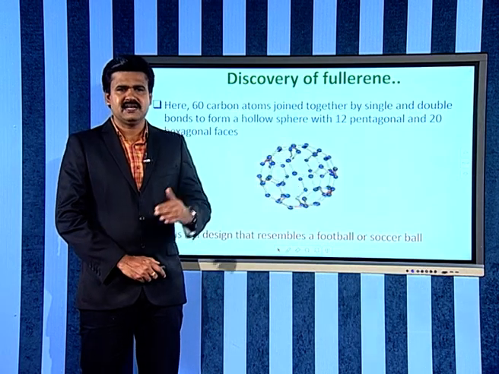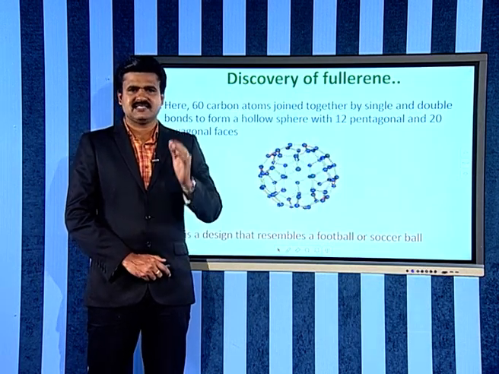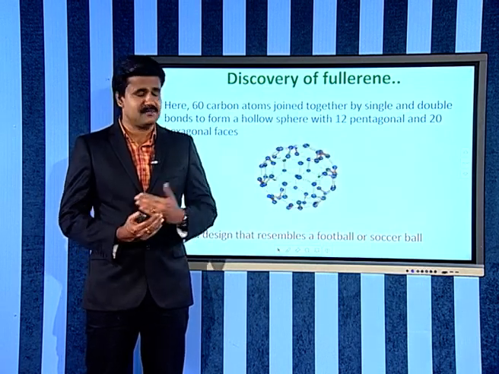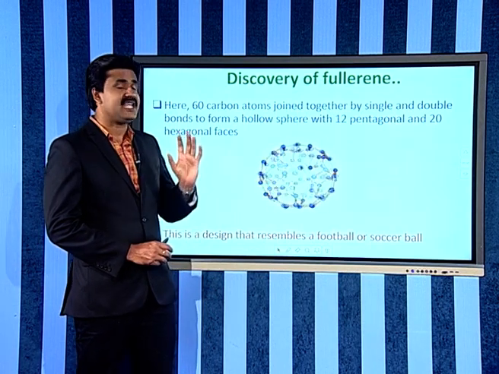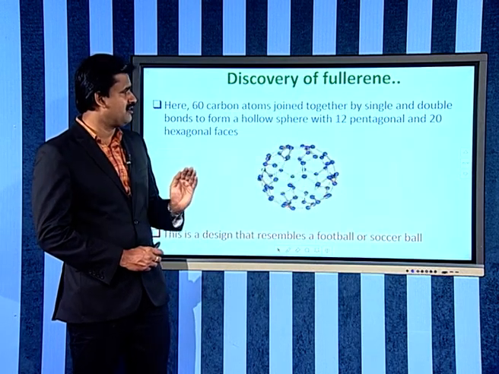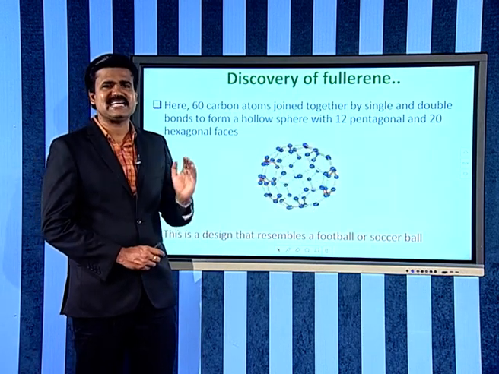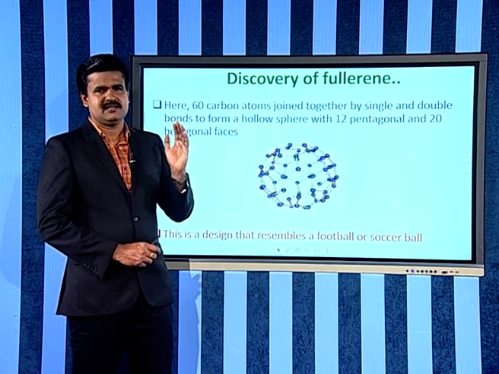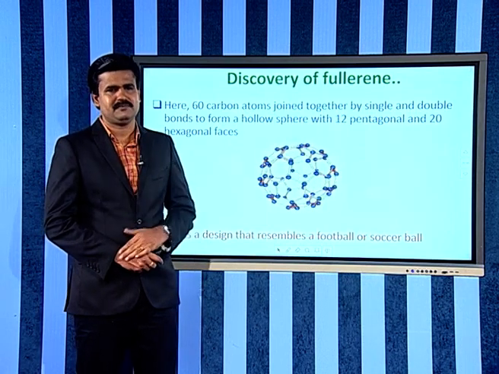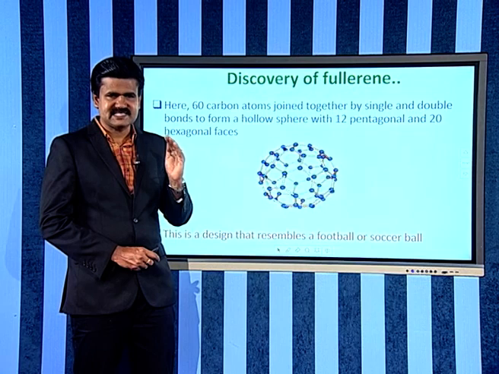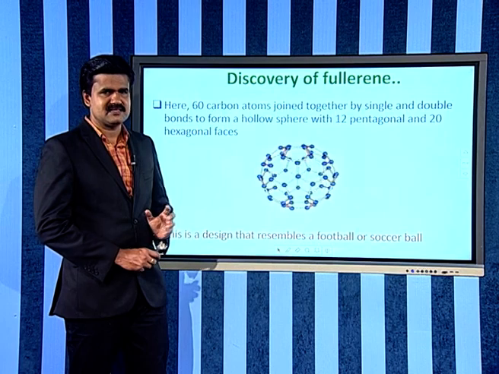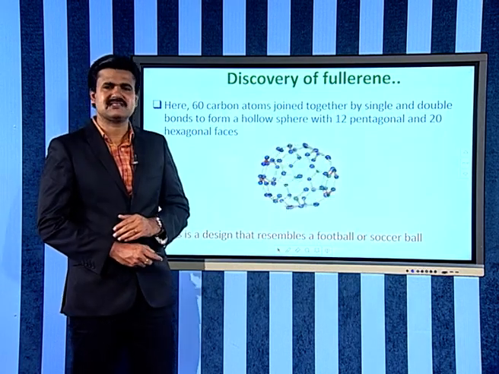Here in C60, 60 carbon atoms are joined together by single as well as double bonds to form a hollow sphere, just as shown here, with 12 pentagonal and 20 hexagonal faces. Hexagonal faces are 20 in number and pentagonal faces are only 12. This is the structure of the C60 unit. This is a design that resembles a football or a soccer ball.